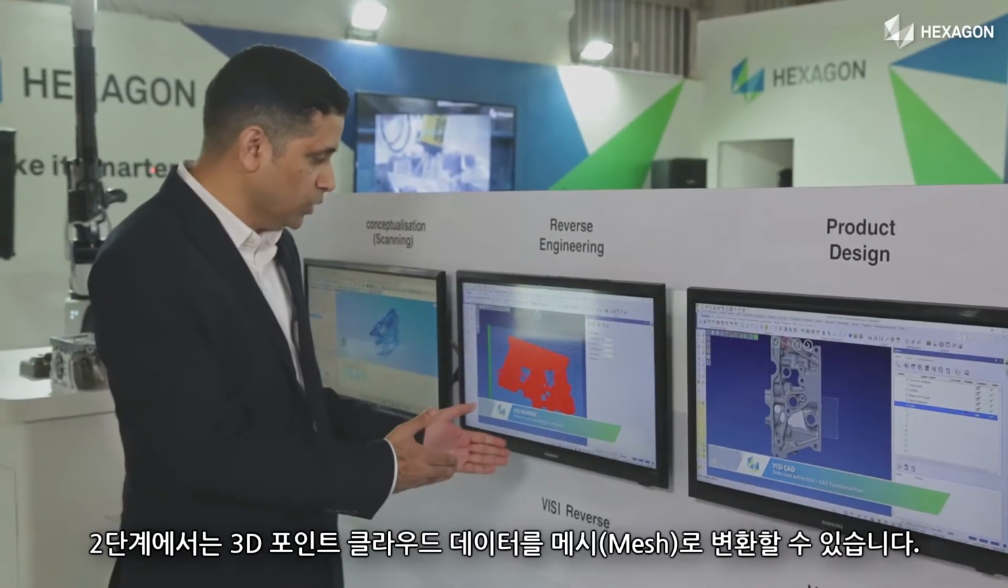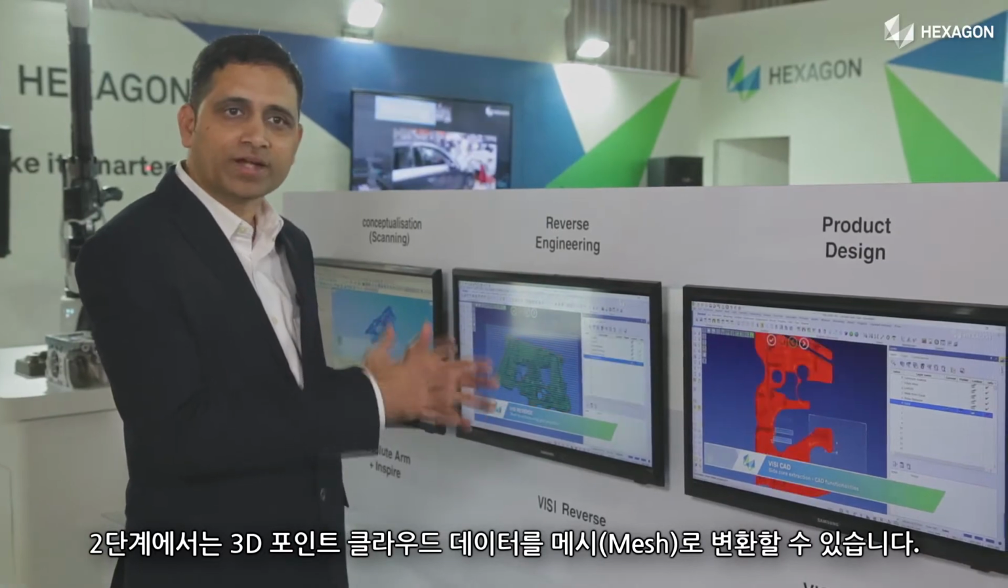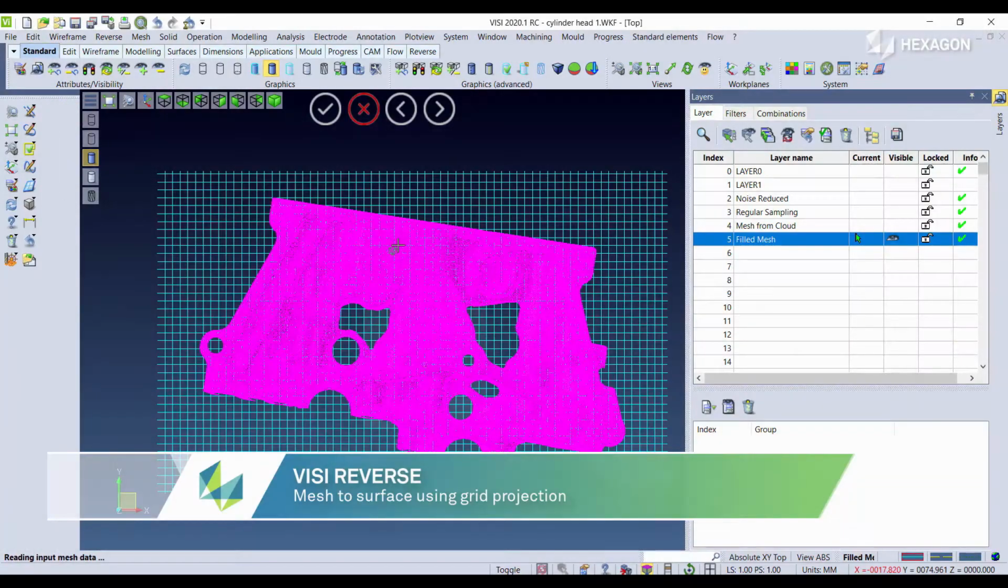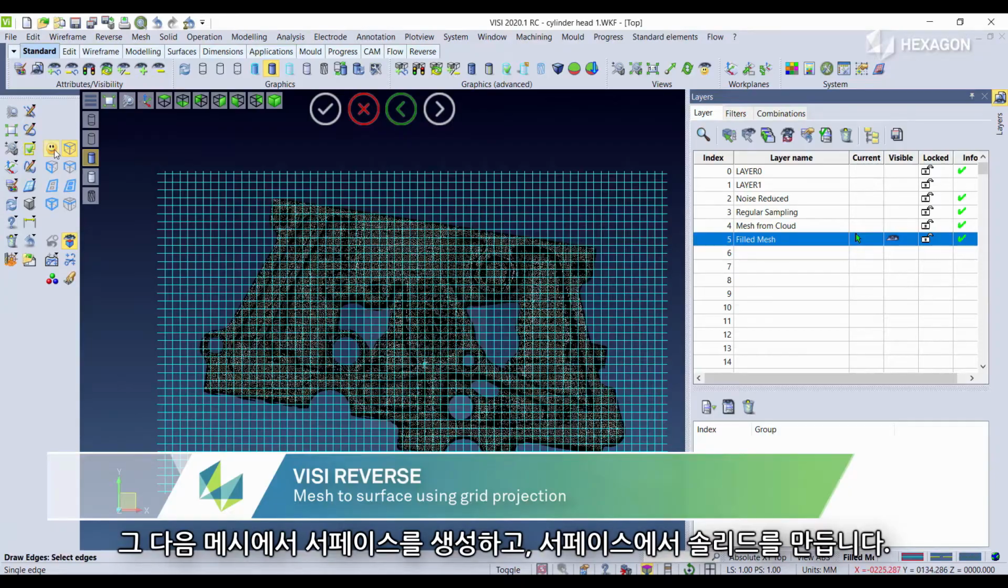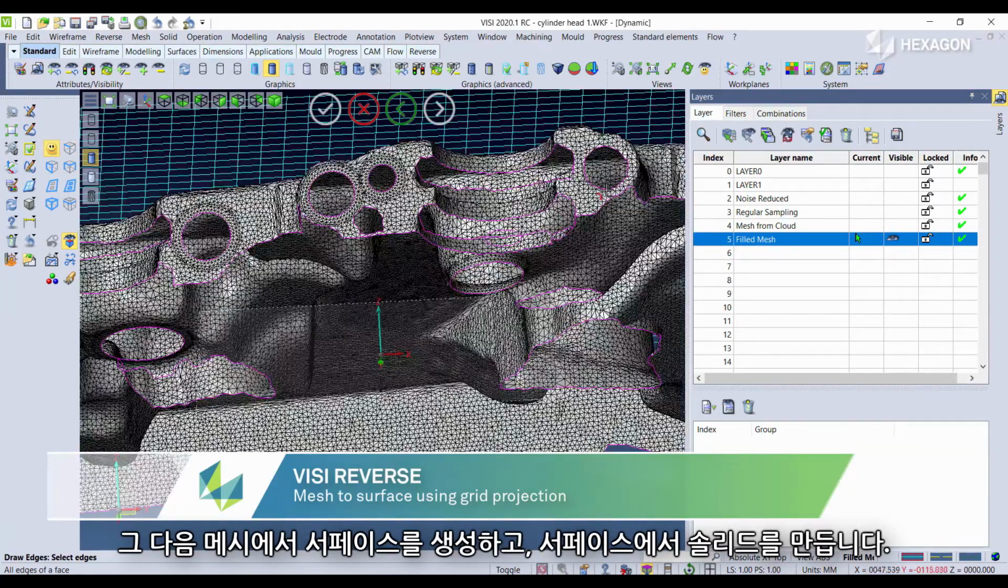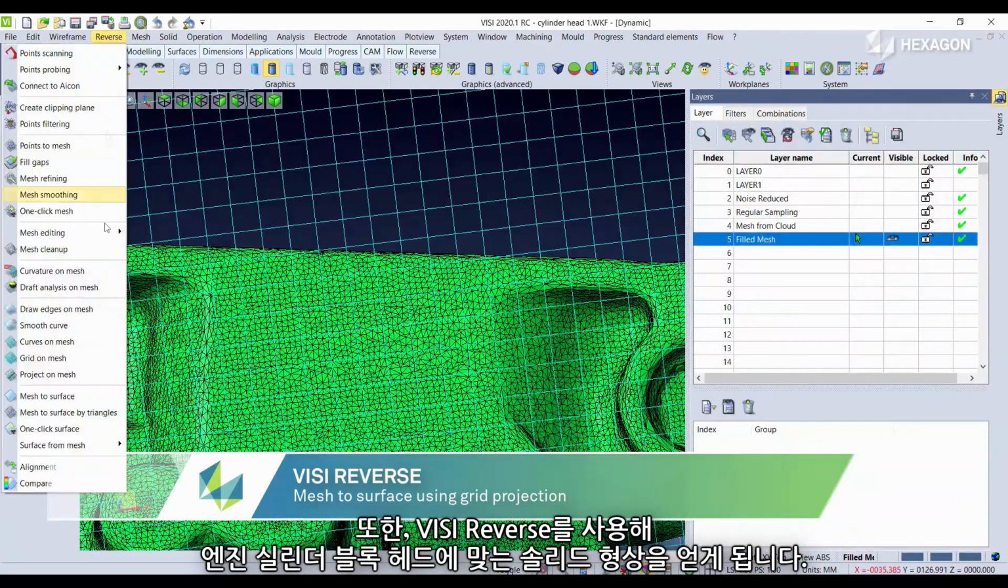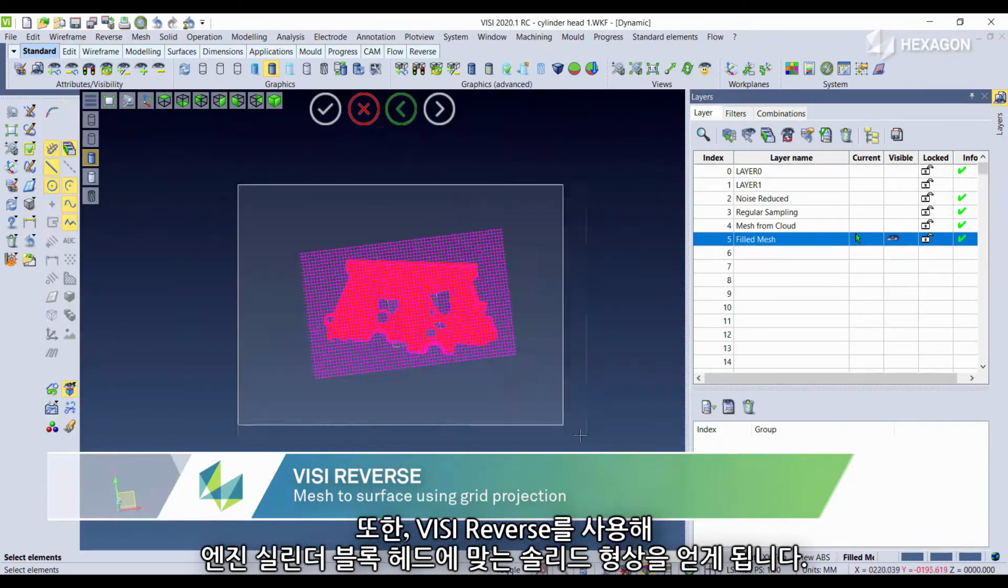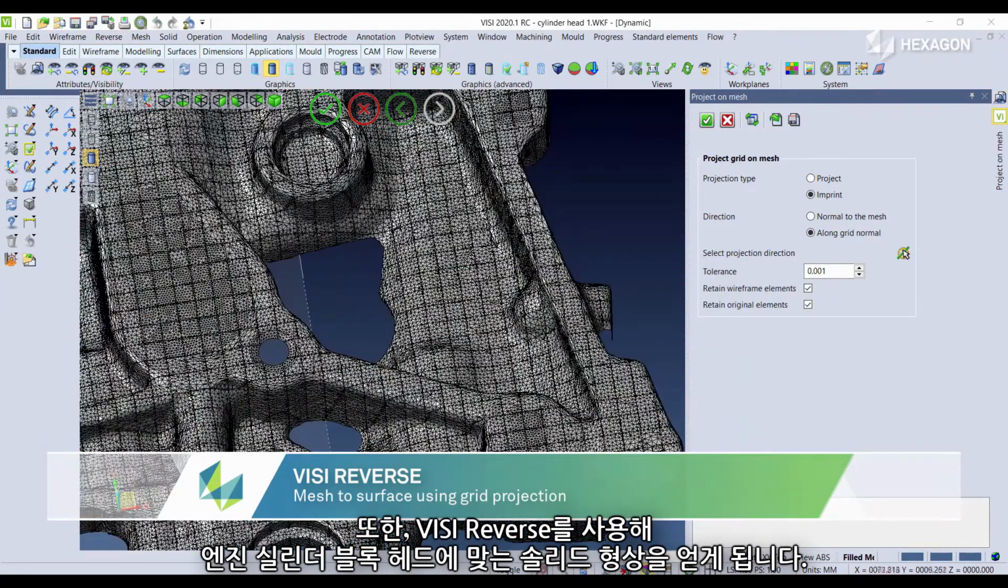At stage 2, we convert the 3D point cloud data into mesh. Then from mesh, we create a surface, and from surface, we create a solid. So we have the solid geometry corresponding to the head of the engine cylinder block using VG reverse.